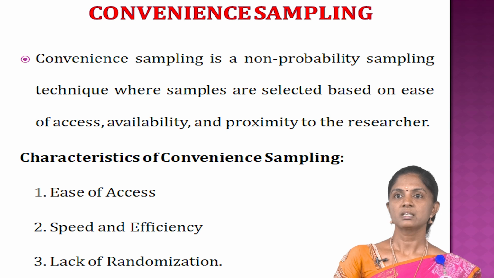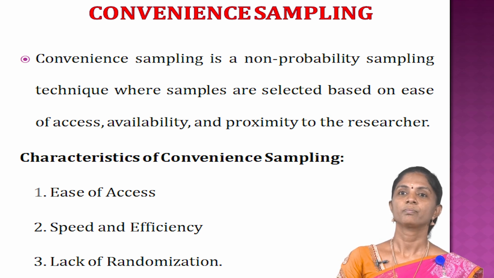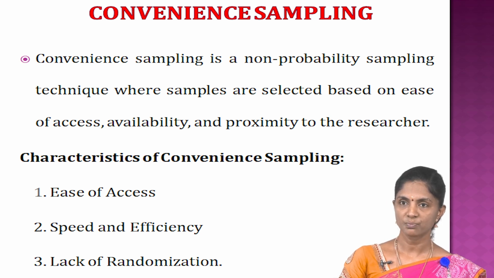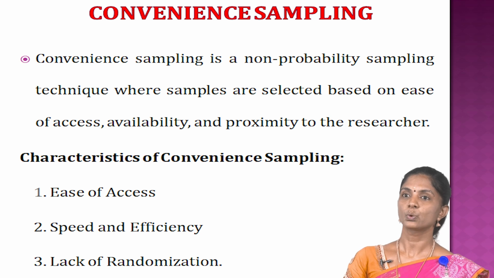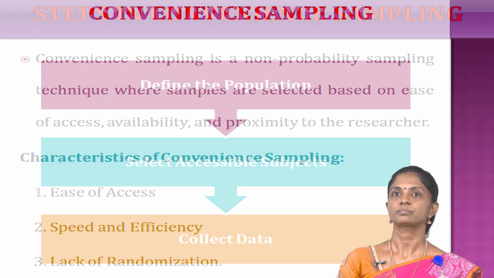Characteristics of convenience sampling: ease of access. The samples are chosen from the population that is easy to reach. Second is speed and efficiency. This method is quick and requires minimum effort and cost. Lack of randomization. The selection process is non-random, so it leads to potential bias.